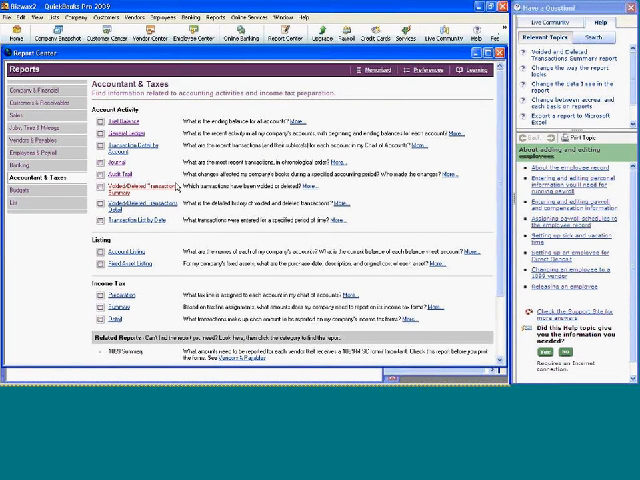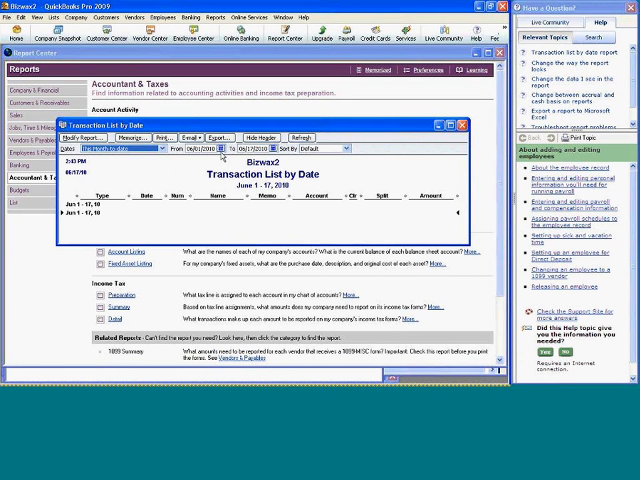Close that. Okay, that's voided. Transaction list by date. Those are transactions, so we'll see the transactions from the beginning of the year. This is similar to the audit trail.